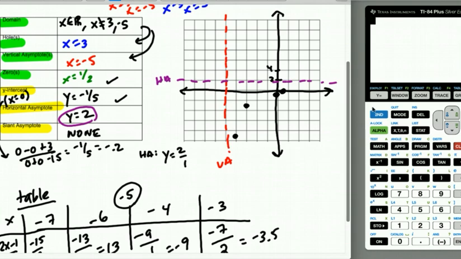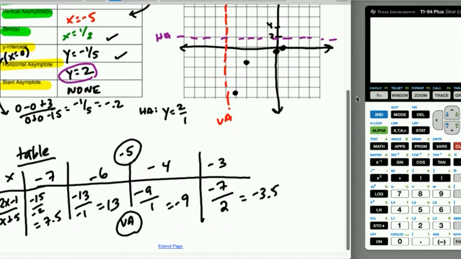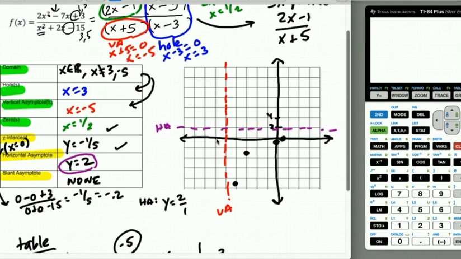On this side, when I plug in -6, I get 13. When I plug in -7, I get 7.5. So here's -6, 2, 4, 6, 8, 10, 12. So 13 is going to be right there, right? 2, 4, 6, and that's 8, so 7.5 is going to be somewhere in there.